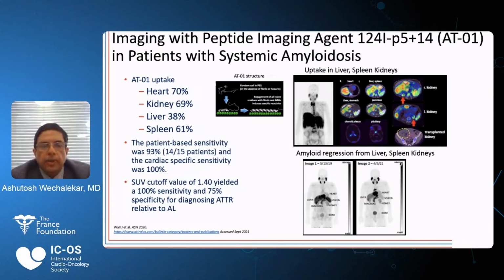In a small number of patients that were studied with this particular agent, cardiac uptake was seen in 70%, renal uptake in 89%, with a sensitivity of 93% and 100% cardiac specificity. The specific advantage of this agent over almost all the other agents that we have heard so far is that it is agnostic to the type of amyloid. It will image all kinds of amyloid because it binds to the fibrils rather than a specific amyloid protein. It will bind to AL and ATTR and help us to diagnose both conditions, although we don't know how we could differentiate one from the other using this particular tracer.